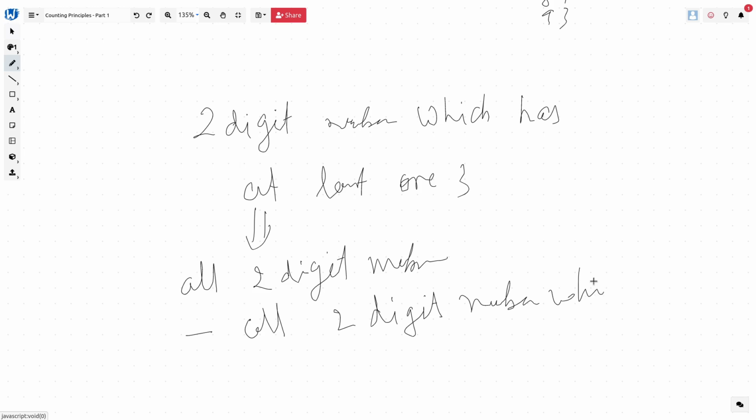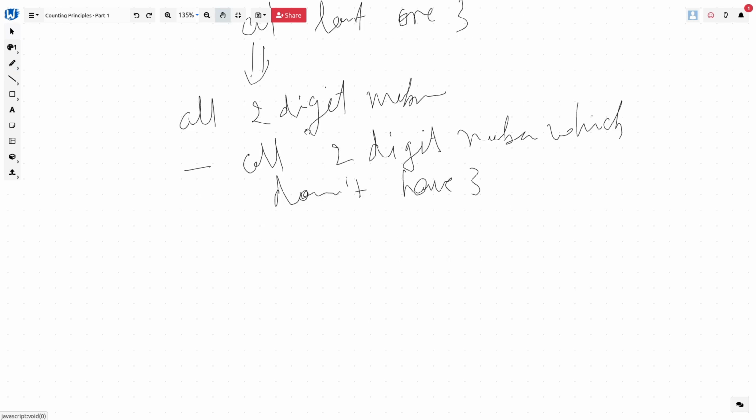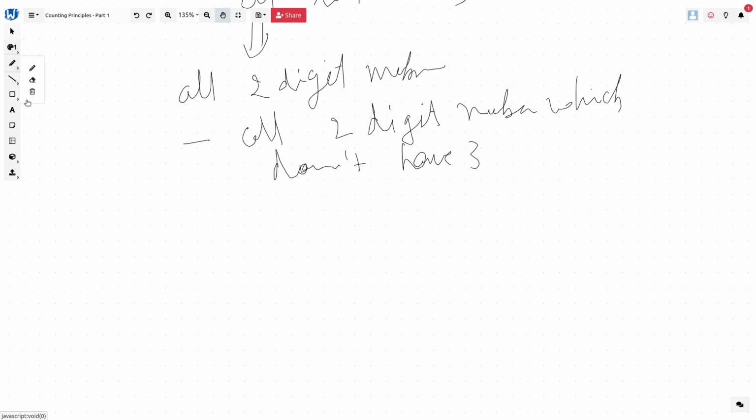So we have already previously seen how to count all the two-digit numbers. We will again put 2 options here. The first digit cannot be 0, so it can be counted in 9 ways. The second digit can be counted in 10 ways. So there are a total of 90 two-digit numbers.